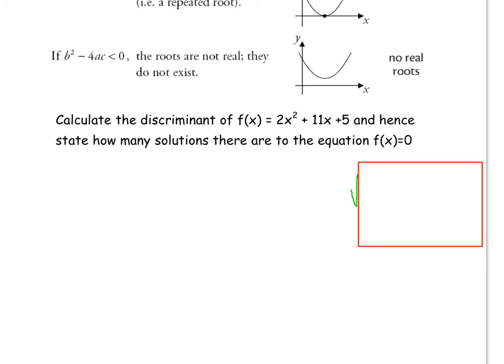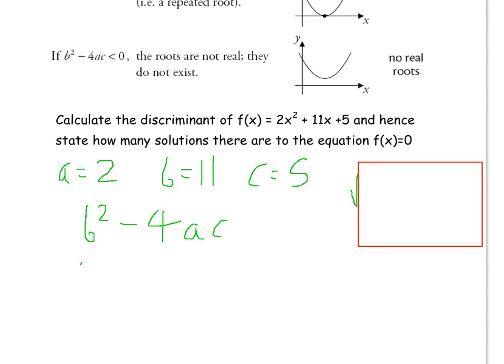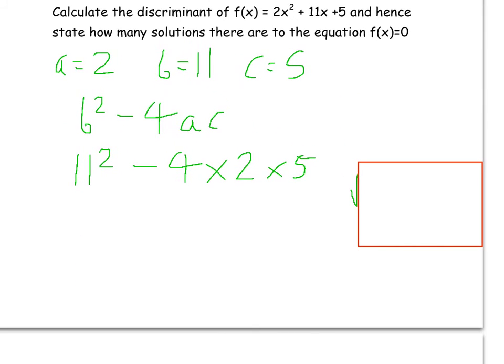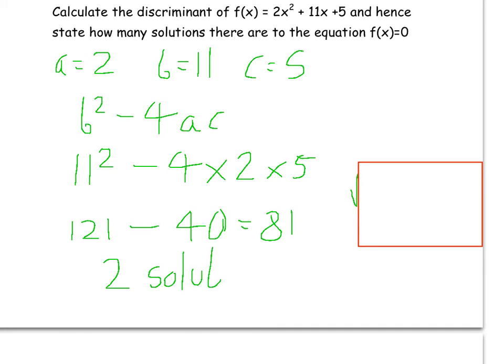What I like to do first is point out what a, b and c are, so we don't make a mistake. a is the coefficient of x squared, the number in front of x squared, which is 2. b is the number in front of x, which is 11, and c is the number on its own, which is 5. To find out how many solutions there are, we're going to use b squared minus 4ac. So b is 11, so 11 squared minus 4 times 2 times 5. 11 squared is 121, and 4 times 2 is 8, times 5 is 40. So you're left with 81. Now 81 is definitely bigger than 0, so that means there are 2 real solutions.